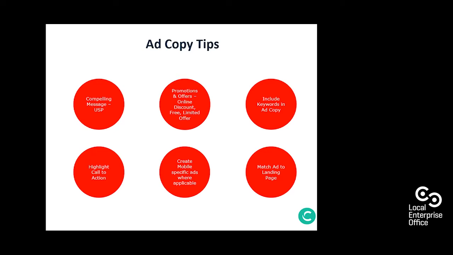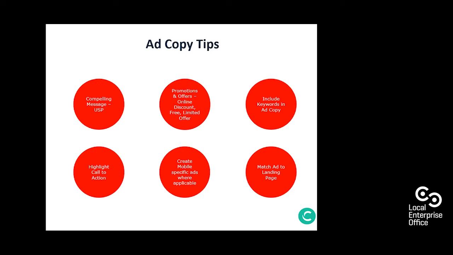So, a compelling message, your unique selling proposition. What differentiates you from your competition? Why should the customer do business with you? Why should they become your customer ahead of the competition? Obviously, in terms of online, things like promotions, offers, discounts, free, limited offer, these will all work well in an online context. It can be a good idea to include the keywords in the actual ad copy itself, and to highlight a call to action: visit the website, call up, whatever the case may be.